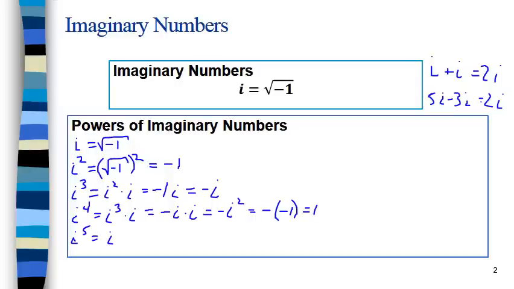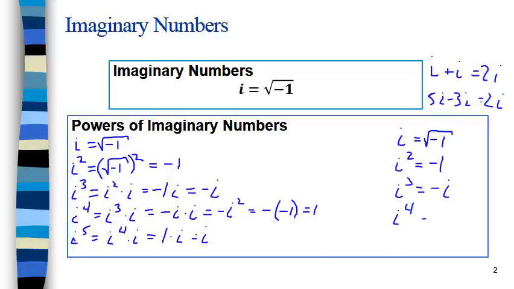I to the fifth is just I to the fourth times I. I to the fourth we just discovered is 1, times I is just I. And so no matter what power we use, we will get either I, the square root of -1, or -1, -I, or 1. I squared is -1. I cubed is -I. And I to the fourth is 1. And so I to the fifth is just I. I to the sixth will get -1. I to the seventh will get -I. I to the eighth will get 1. And so this pattern of I, -1, -I, or 1 is the outcome of I to any power.